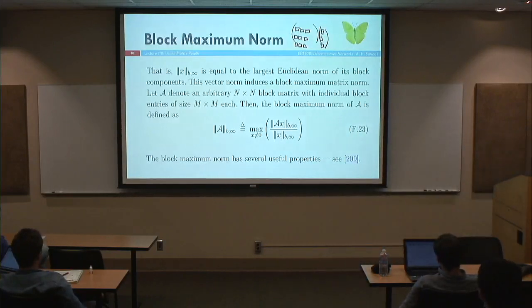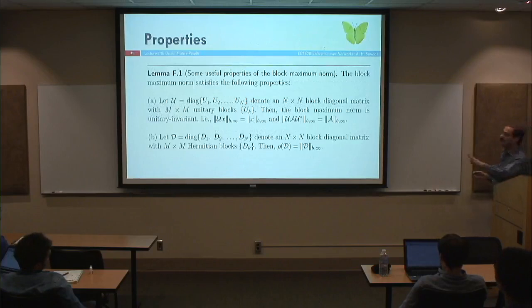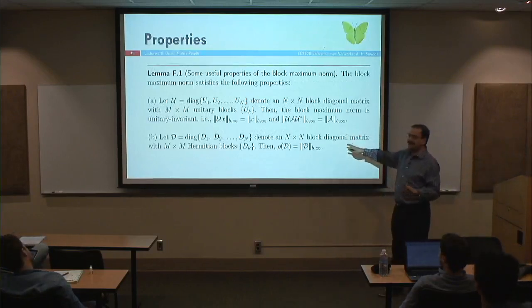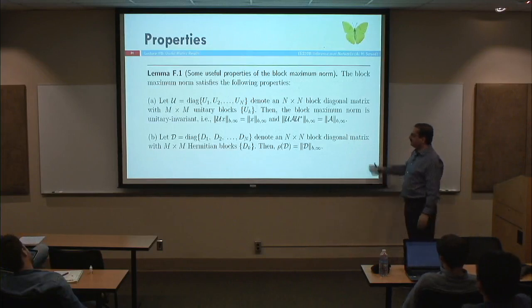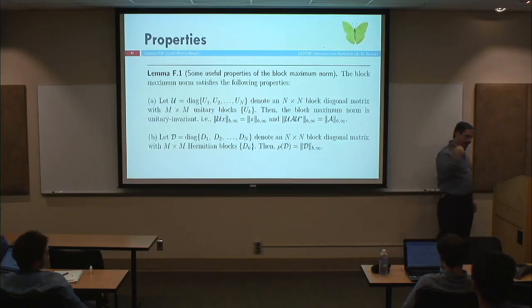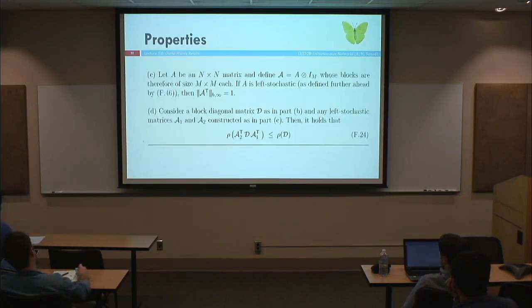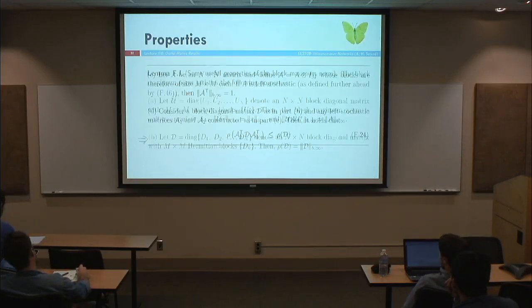Okay. Now, the block maximum norm has many useful properties. Here I'm only stating some of them. There are many others which you can get from the second reference. But one which is particularly important for us is this property B here. And I believe there is a D.